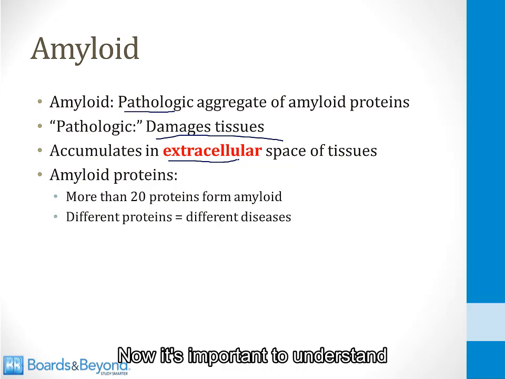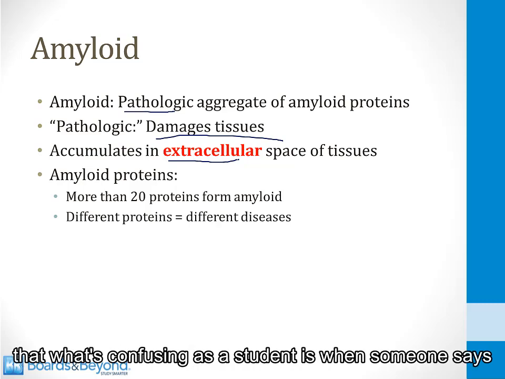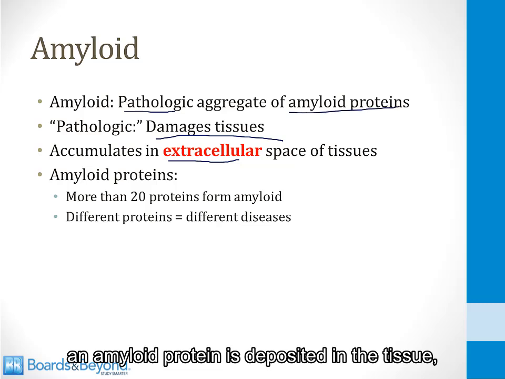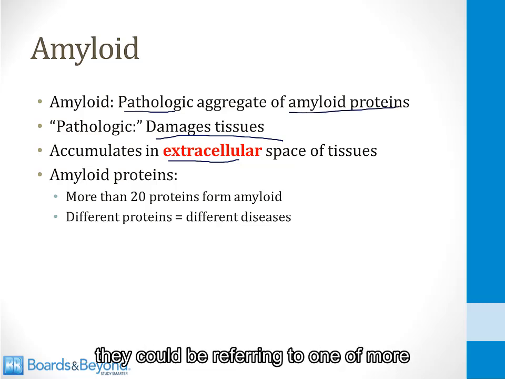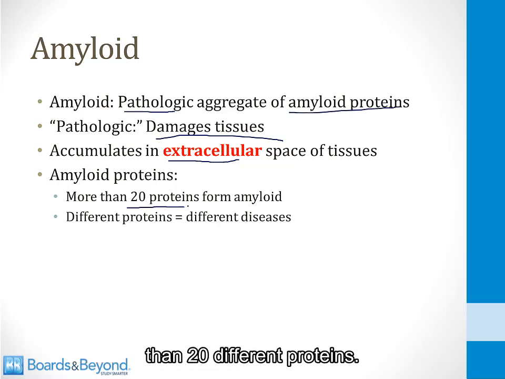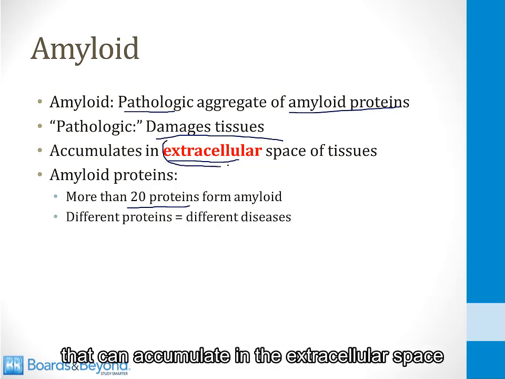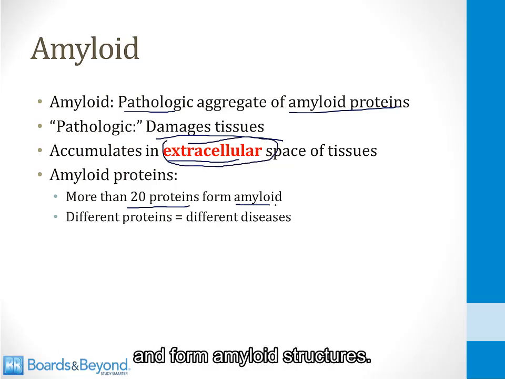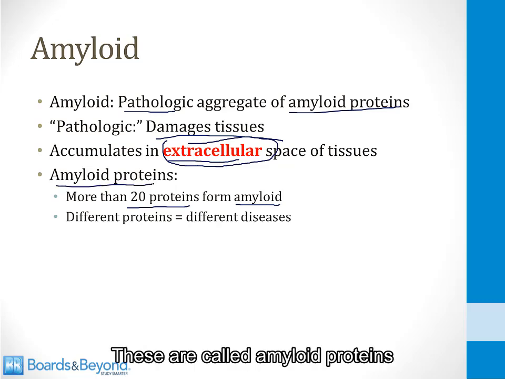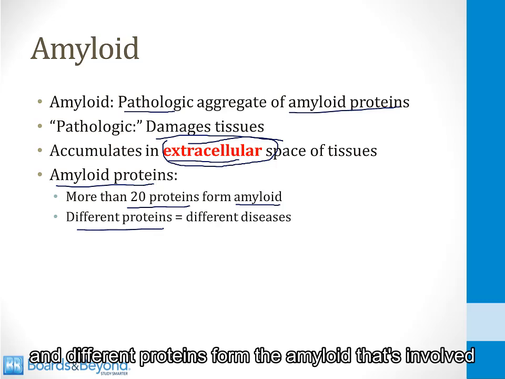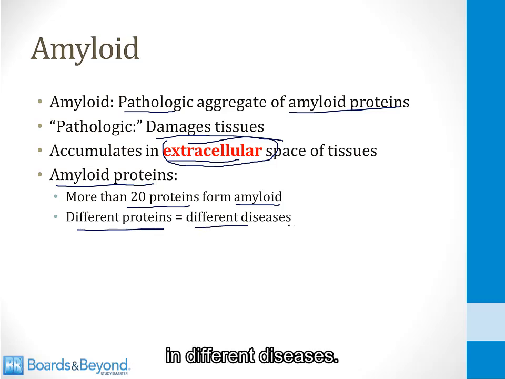Now, what's important to understand and what's confusing as a student is when someone says an amyloid protein is deposited in a tissue, they could be referring to one of more than 20 different proteins. There are lots and lots of proteins that are naturally occurring in the body that can accumulate in the extracellular space and form amyloid structures. These are called amyloid proteins, and different proteins form the amyloid that's involved in different diseases.